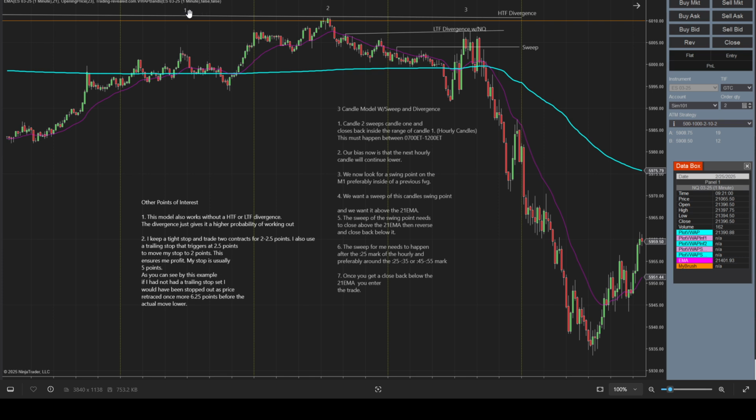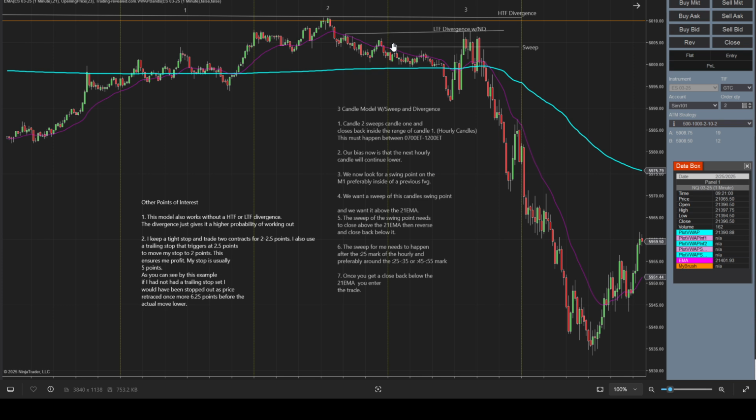So each one of these numbers, one, two, three, these are three hourly candles. This is where I'm talking about a three candle model. Once we get the first candle, we're looking for a second candle to sweep candle one's high and close back inside the range of candle one. It has to close back inside the range or below the range of candle one, the first hourly candle.